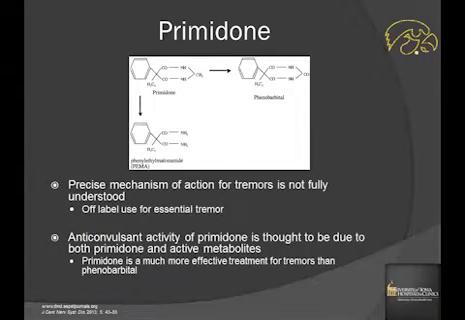So the second medication I'm going to talk about is primidone, and as I mentioned in my disclosure slide, primidone is used as an off-label medication for essential tremor, so it's not FDA approved for the treatment of essential tremor. And much like propranolol, the precise mechanism of action for ET is not fully understood. Now, you may know that primidone is a precursor to a couple of active metabolites, one of those being phenobarbital. And the anticonvulsant activity of primidone is thought to be due to both primidone and the active metabolites, again, specifically phenobarbital.